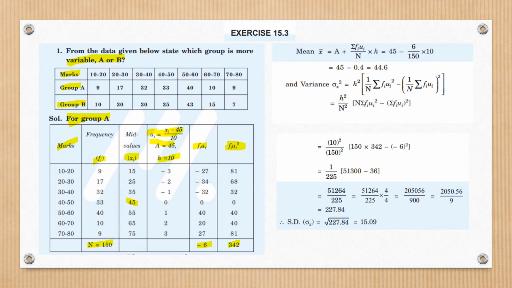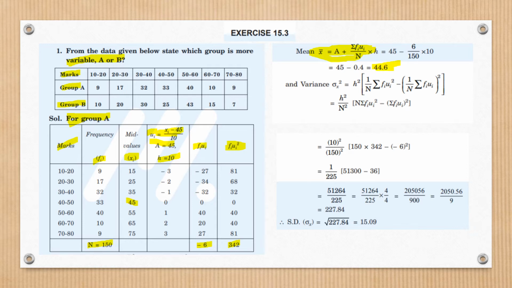Now first we will find the mean. The mean is calculated by the formula: assumed mean A plus summation fiui upon n into h. So it is 45 minus 6 upon 150 into 10, that is 44.6.